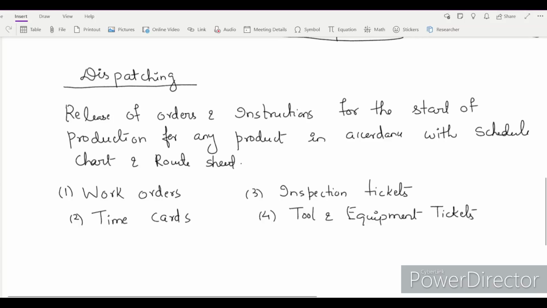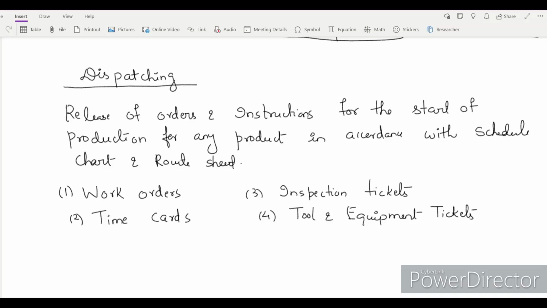Ma'am, won't we be having any questions from this part, the dispatching part? Question means, like, you want numericals? No, ma'am. Before we did those numericals, doesn't this dispatching part play any role in that? Dispatching plays an important role in those numericals.